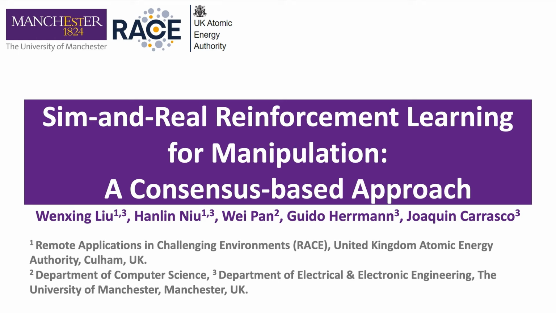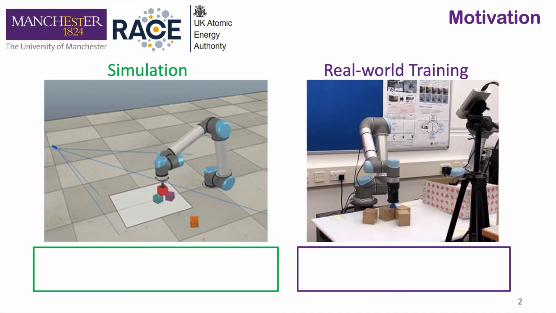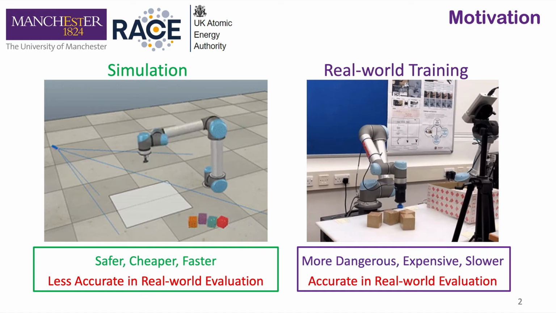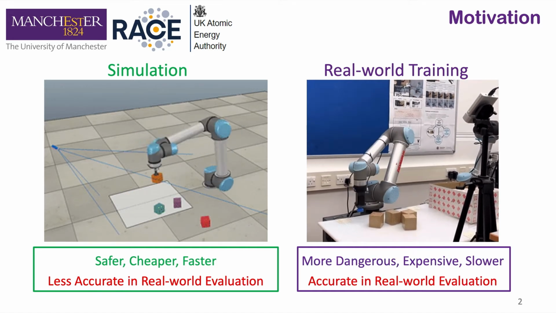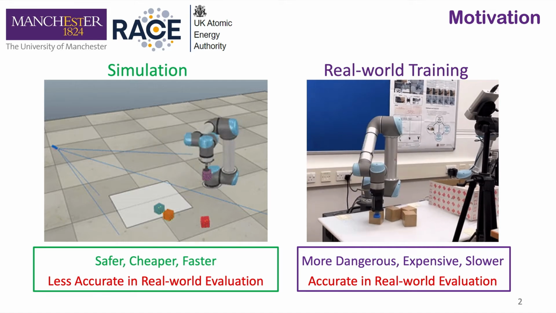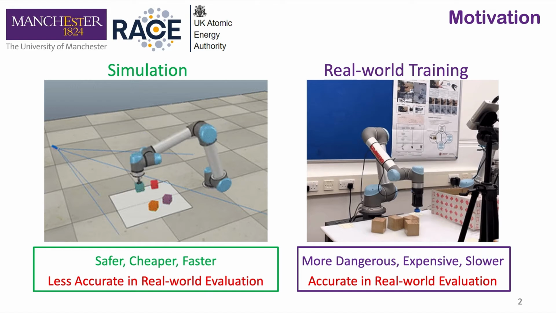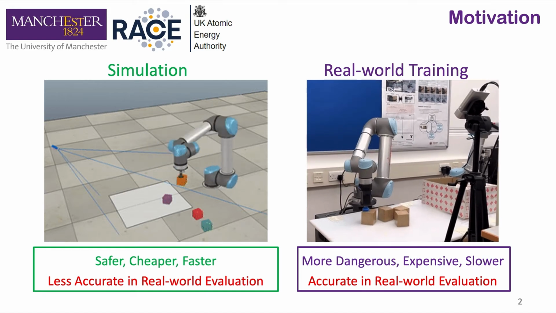In this paper, we present a consensus-based approach to performing sim and real reinforcement learning for manipulation. Learning from the simulation is safer, cheaper and faster, while learning from the real world is more dangerous, expensive and slower. However, in many cases, the simulation cannot mimic the real world very well, which limits robots' performances in the real world. To overcome this difficulty, we develop a sim and real training method to balance the relationship between the simulation and the real world.